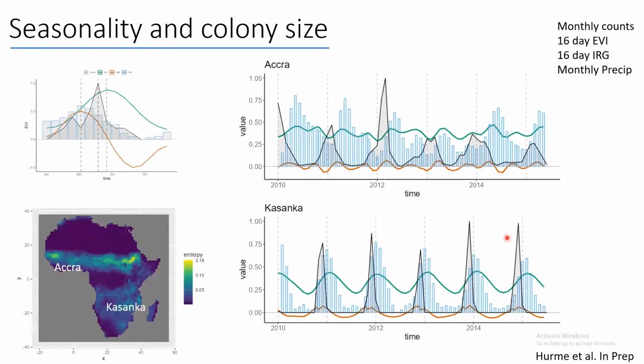So here I can give you an example of what some of the true, actual, real data looks like. This is from Accra, the site that I talked about earlier that was having this large decline in the number of bats, and Kasanka, a very famous bat roost in Zambia that is actually known as the largest bat colony in the world. And so we can then match up the peaks in colony size with the peaks in these different phenological variables. And just to give you information, the colony counts are typically monthly, as well as precipitation, and EVI and IRG are bi-monthly.